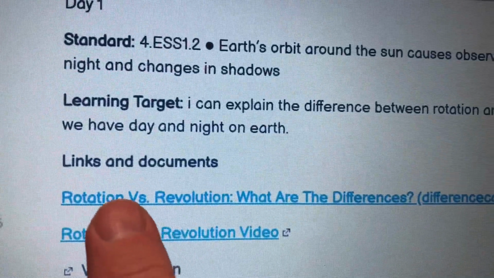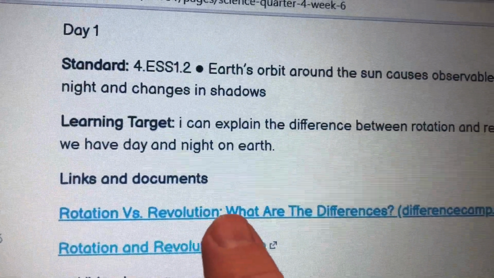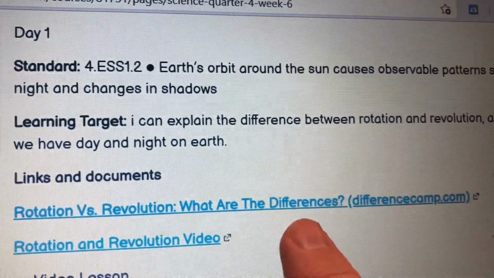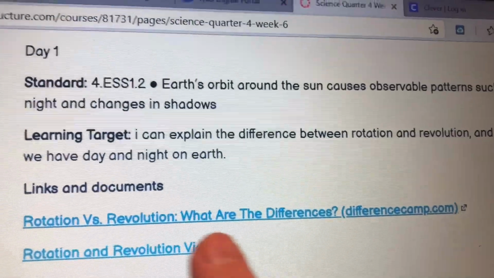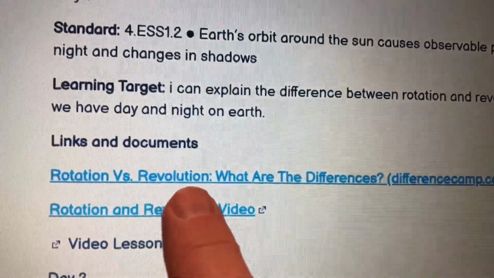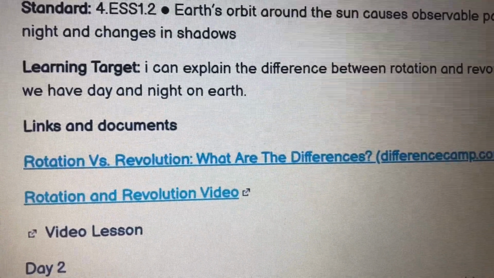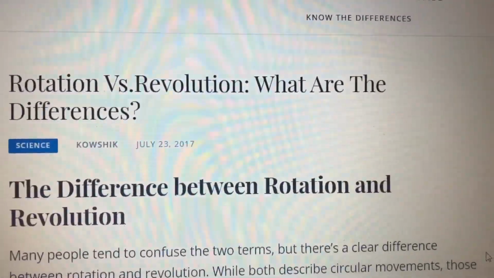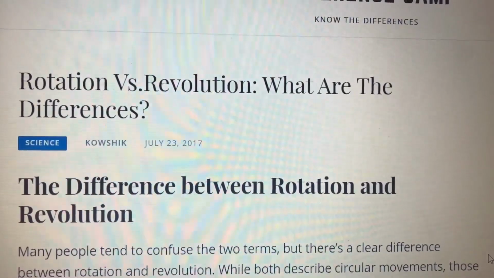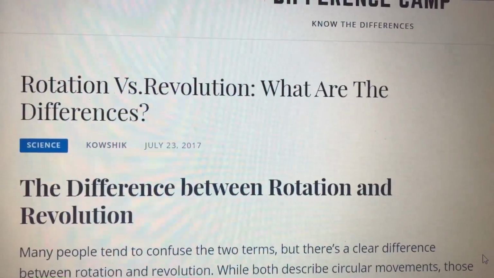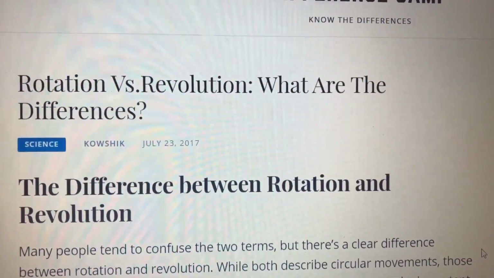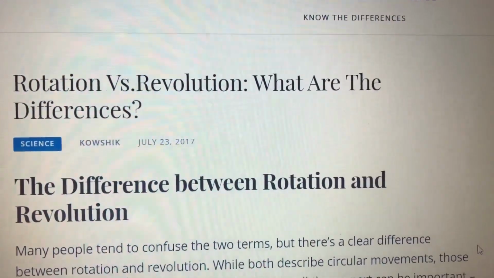So, I'm going to ask you to go to this link right here. Rotation versus revolution. What are the differences, okay? So, go ahead and click on that, and it is this website, okay? So, open it. I think I'm going to read it with you. So you can open it or you can follow as I read. Are you ready? Okay, let's get started.